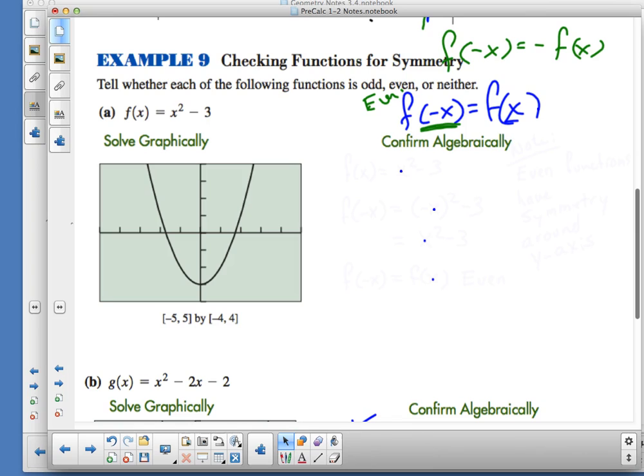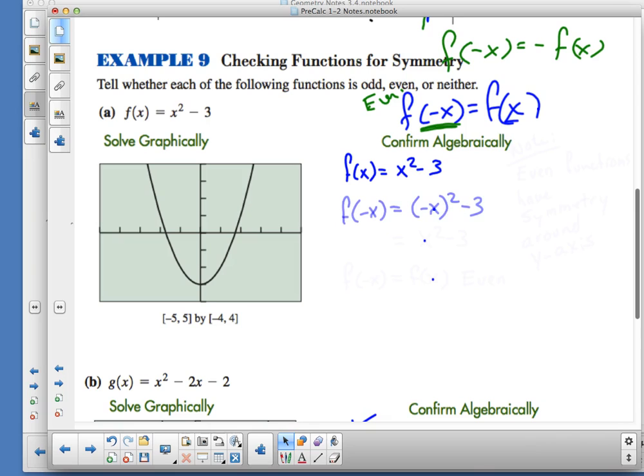So let's check out the function itself. I've got f of x equals x squared minus 3. Now, let's reason through this. If I place in the opposite of x and square it, will it change any signs?